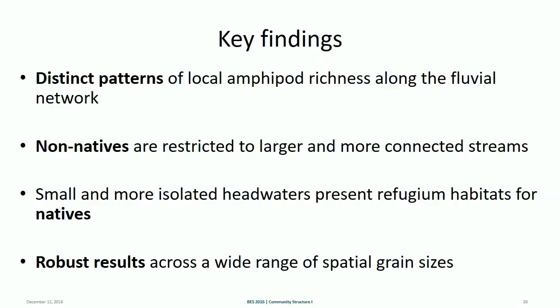So, the key findings: we found distinct patterns of amphipod richness and amphipod communities along this network. We found that non-native species are mostly restricted to larger, more connected streams, whereas natives are less abundant in downstream sites, but that headwater sites present some sort of refugium. And these results were robust across a big range of spatial grain sizes.